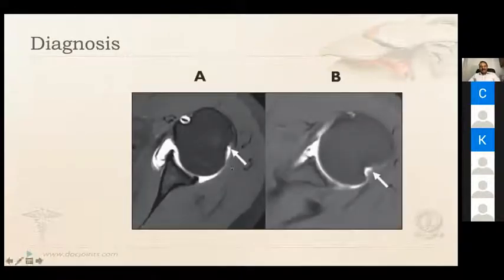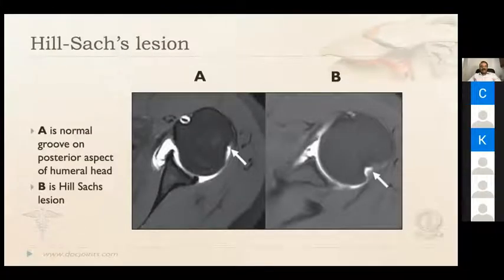What are these? Hill-Sachs lesion, sir. Which one is Hill-Sachs, or both? Obviously, the one on the right should be Hill-Sachs. A, sir. Yes. B is the Hill-Sachs. So A is a normal groove. It can be a normal groove sometimes seen, which you may think is the Hill-Sachs lesion. You should carefully look for cartilage or soft tissues here.